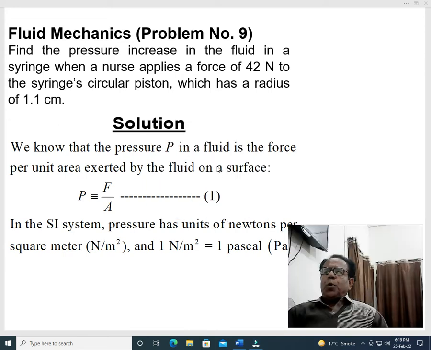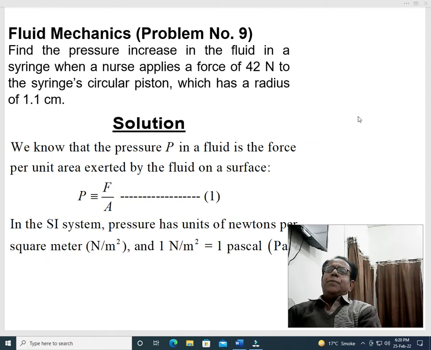This is our next problem, next module. Problem number 9, fluid mechanics. As usual, we first come towards its statement. Find the pressure increase in the fluid in a syringe when a nurse applies a force of 42 Newton to the syringe's circular piston, which has a radius of 1.1 centimeter.